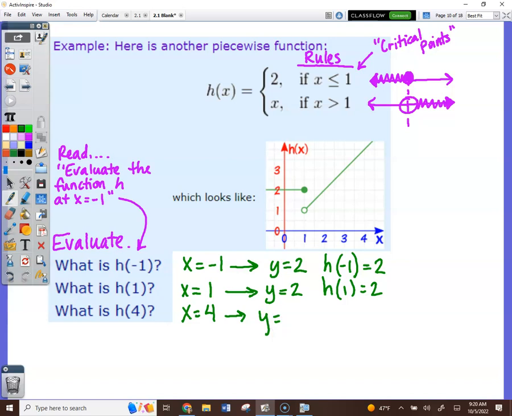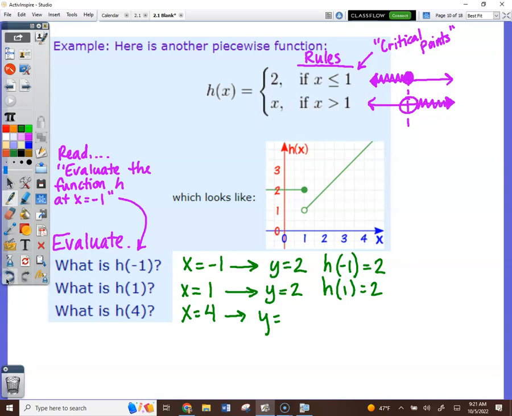Find y. Where's 4? 4 is going to fall here. Which one's shaded? The second one, which means this is the rule we're in, which means this is the equation you use, which means the answer is, well, no, plug it in. Now there is an x, so plug it in. So the answer is 4.